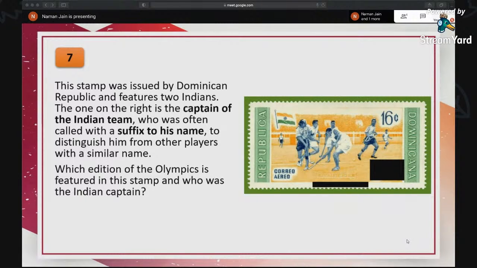Okay, so this guy was called with a suffix to his name because there are many people with the same name and surname, a quite popular surname in the sport featured here, and he was often called with a suffix to his name to distinguish himself from the other players of similar name and surname. So, who is this person? Who is the captain? And which edition of the Olympics is featured in this stamp? You may either give me the year, for example, 2020 Tokyo or 2021 Olympics or Tokyo Olympics. So either would work for me. And if you give the year and the place both, it would be better.